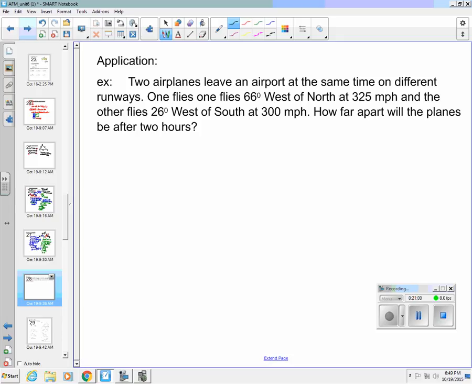So here we have two airplanes leaving an airport at the same time on different runways. One flies 66 degrees west of north at 325 miles an hour. The other flies 26 degrees west of south at 300 miles per hour. I want to know how far apart they will be after 2 hours. All right, so again, we're going to try and draw this as a picture. So here's my airport.